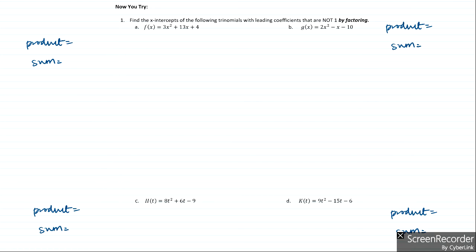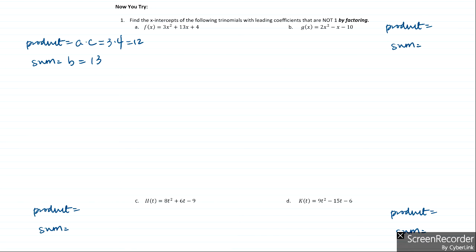So the product, using the AC method for leading coefficient not equal to 1, we get 3 times 4 are the product of A and C, which is 12. And for sum, we want it to be equal to B, which is equal to 13. And in this case, we can think about the two numbers that would have a positive product and positive sum, meaning the two numbers must both be positive.